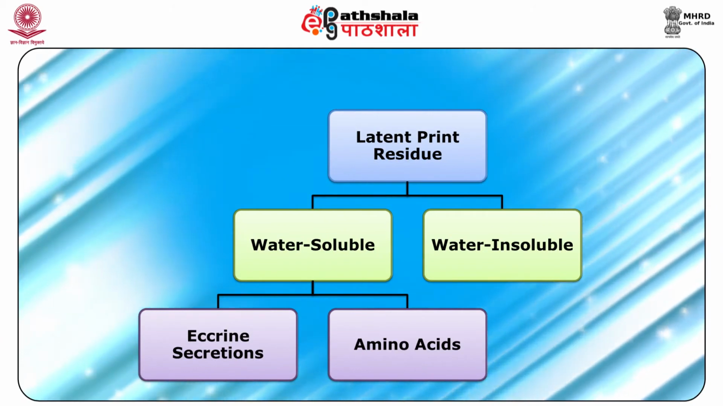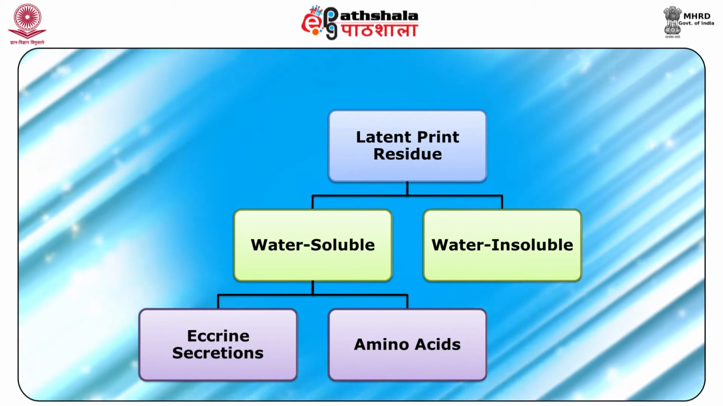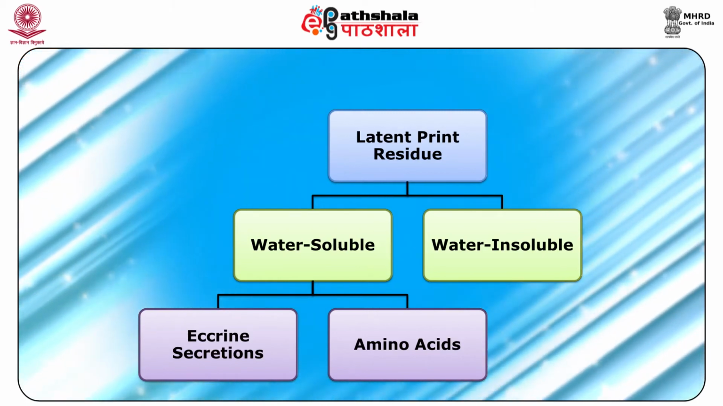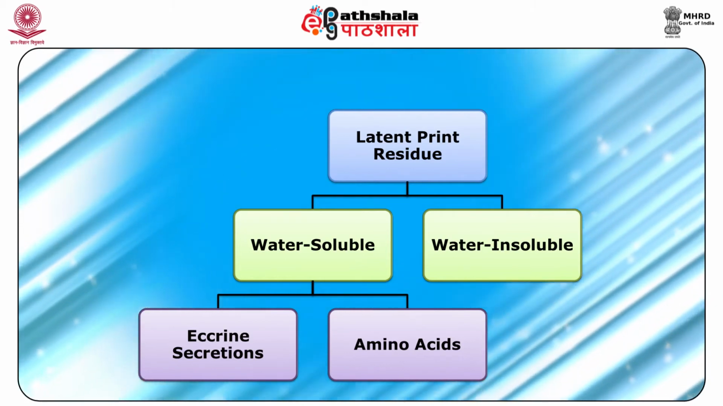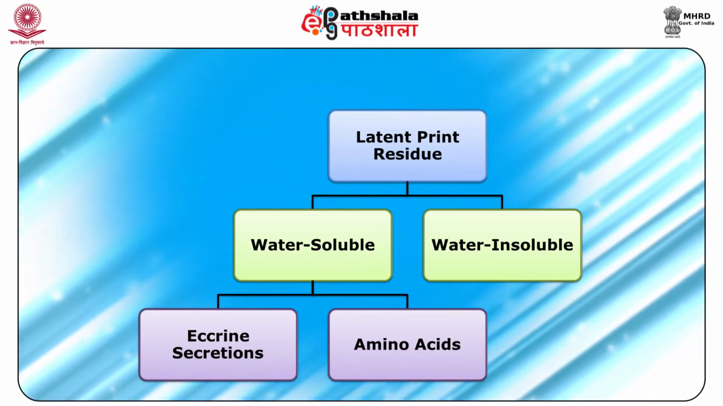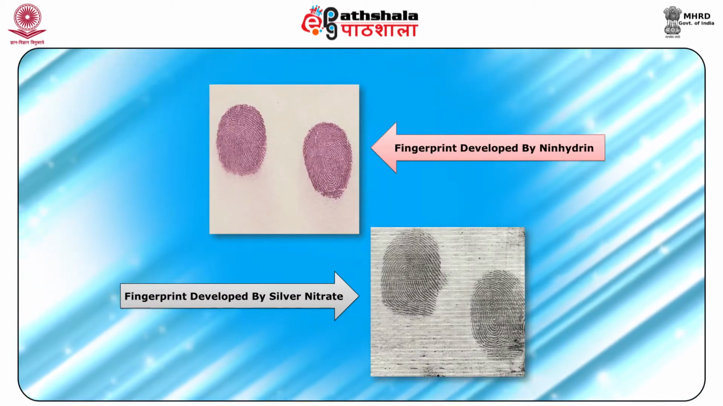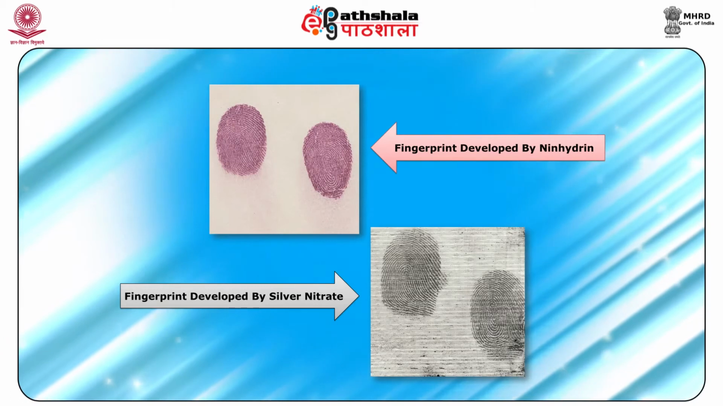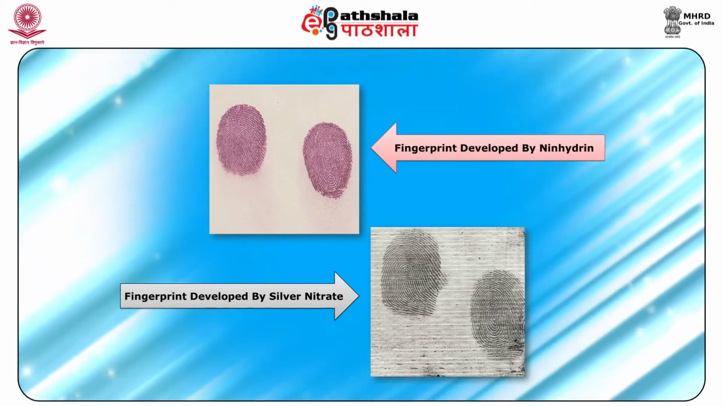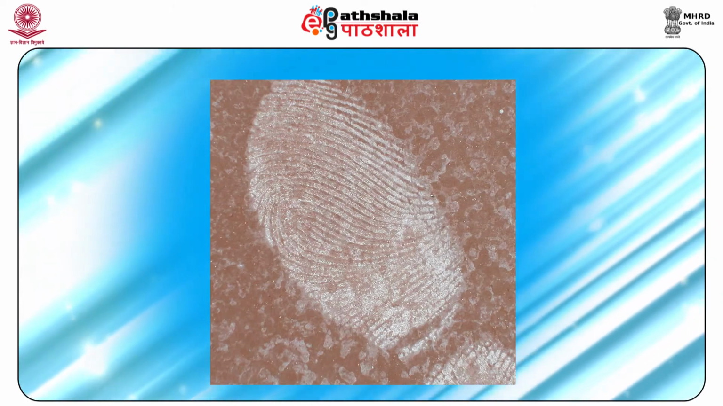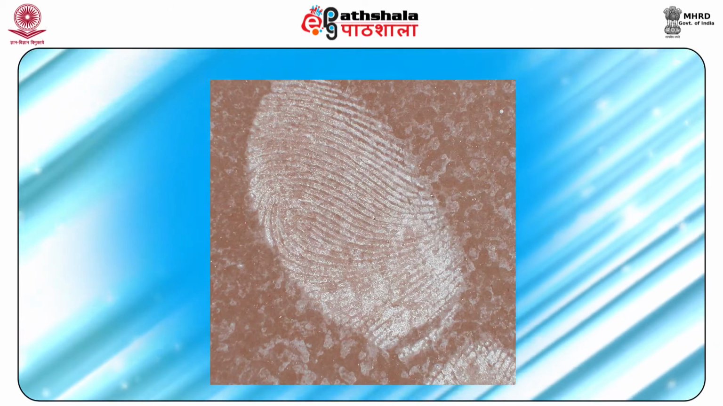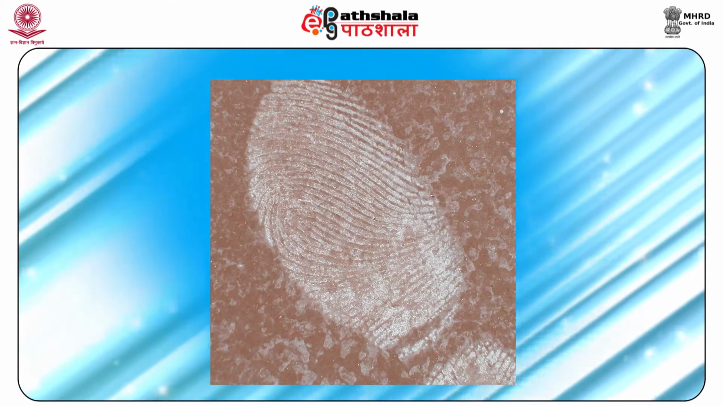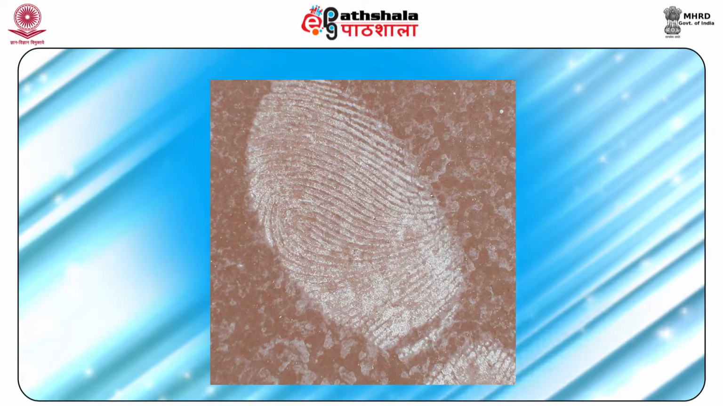Latent print residue is generally divided into two basic categories, that is, water soluble and water insoluble. The water soluble portion of the print deposit is typically composed of eccrine secretions like salt, for example NaCl, and amino acids, for example serine and glycine. Chemicals like ninhydrin, which reacts with amino acids, and silver nitrate, which reacts with sodium chloride, are effective reagents for visualizing this water-soluble portion of the residue. However, an eccrine-rich latent print that is exposed to water most likely will not be recovered with these methods. That is why, before the introduction of physical developer in the 1970s, there was no reliable method for recovering prints from water-soaked documents.